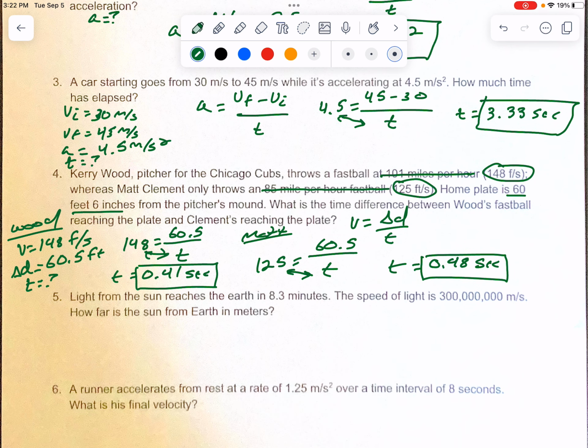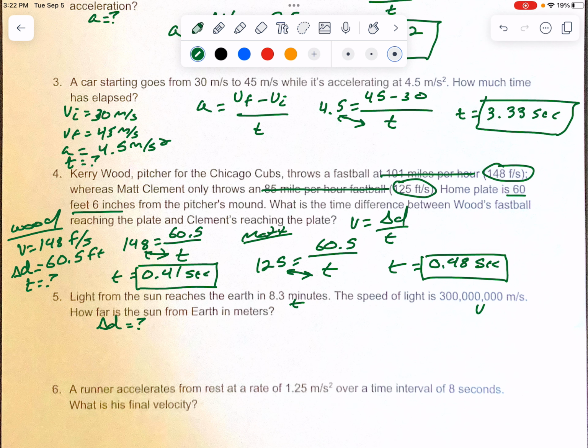Number 5: light from the sun reaches the earth in 8.3 minutes. So there's your time. The speed of light is 300 million meters per second. So there's your velocity. How far is the sun from the earth in meters? So that means I'm looking for displacement.